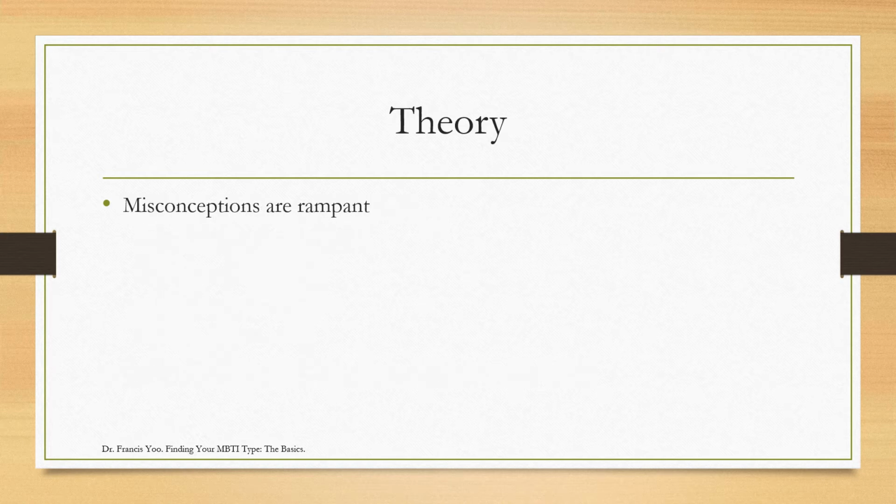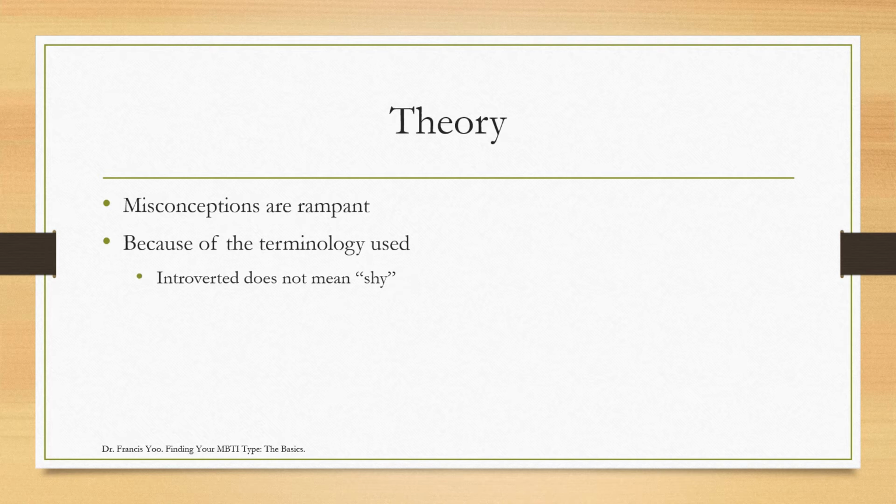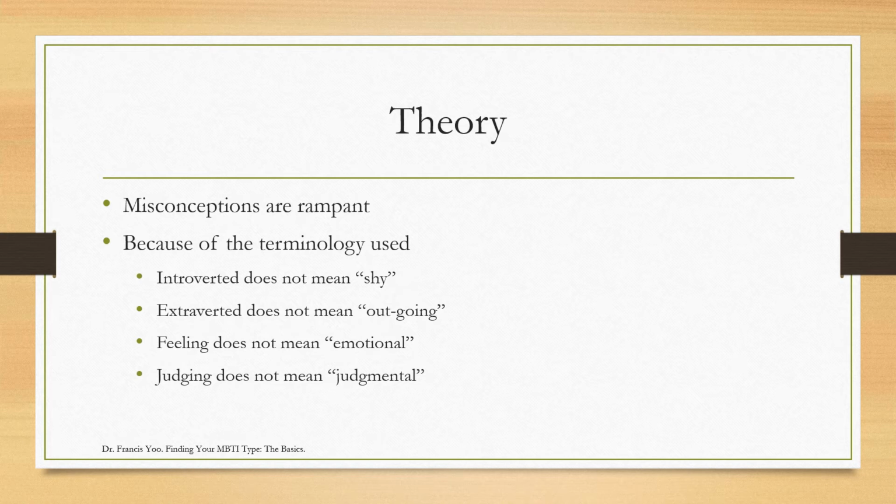So one of the issues with the MBTI is that misconceptions are rampant, and one of the reasons for this is just the words that are used, the terminology. So introverted does not mean shy. Extroverted does not mean outgoing. Feeling does not mean emotional. Judging does not mean judgmental. Now, this isn't where we're going to go into each of the letters. This is just to introduce you to the basics of the MBTI.